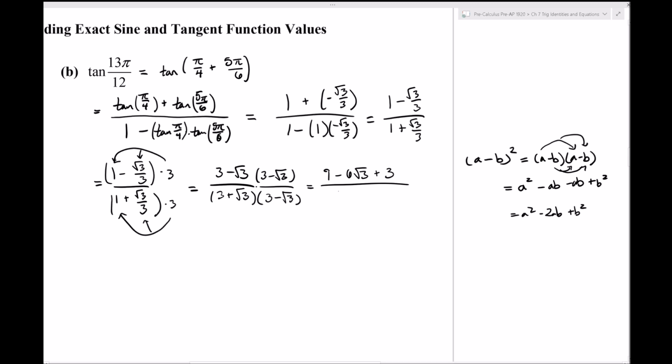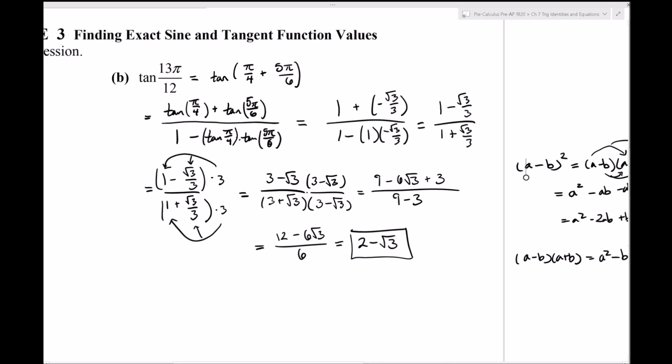So on the bottom, that's a difference of squares. 9 minus 3. A minus b times a plus b, which is what we're dealing with on the bottom, is a squared minus b squared. You just square each term, subtract them. And what we get is 9 minus 6 square root of 3 plus 3, I could do the 9 and 3. That's a 12. Minus 6 square root of 3, all divided by 9 minus 3 is 6. You would divide both of those terms by 6. You get 2 minus the square root of 3. And there's part B.